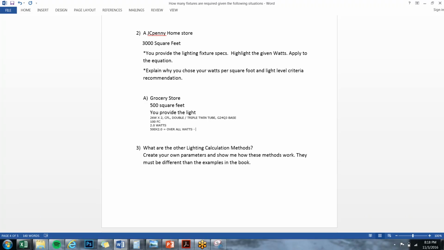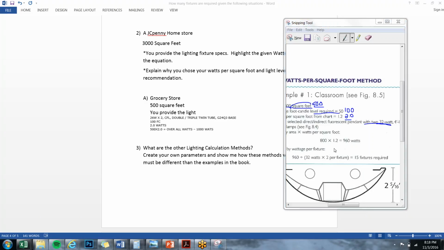All right, so we have 1,000 watts for the overall space. Comparing it to this here, my new equation gave me 1,000. It's hard to draw with this little guy. Okay, and then we have a little bit of nuance similar to this.